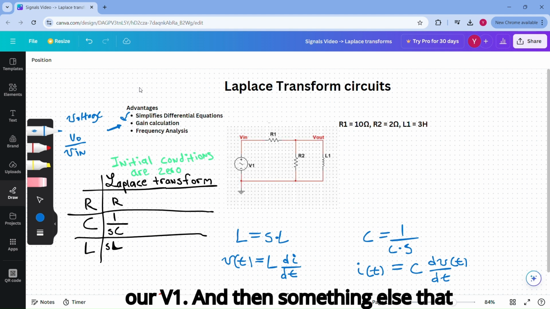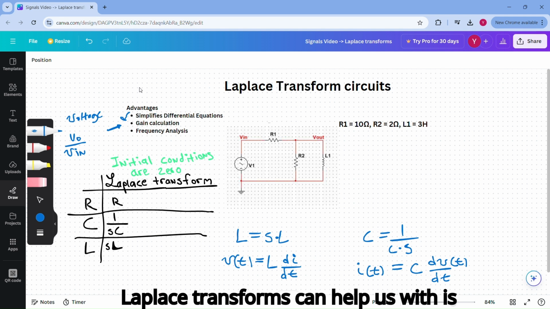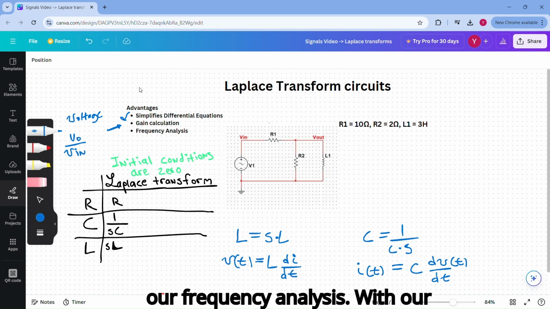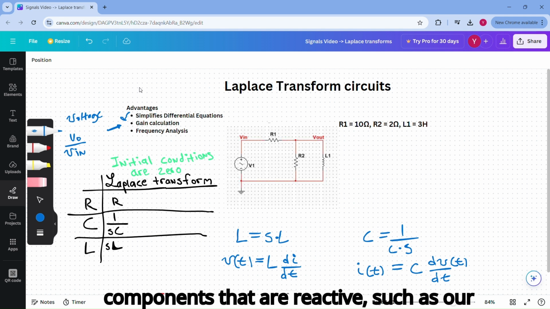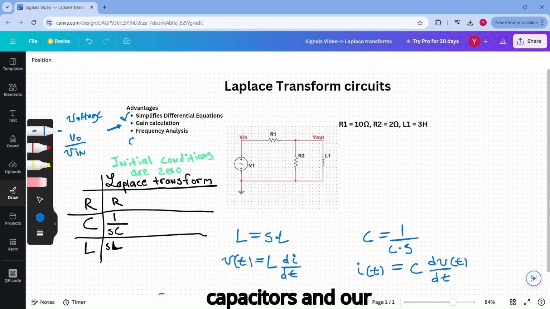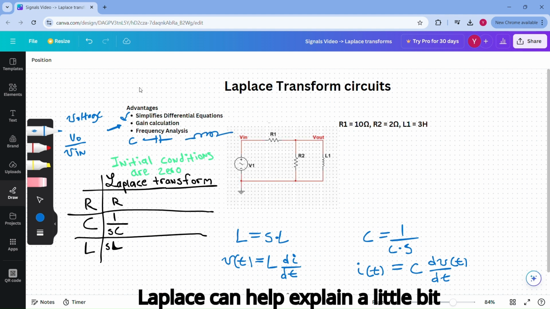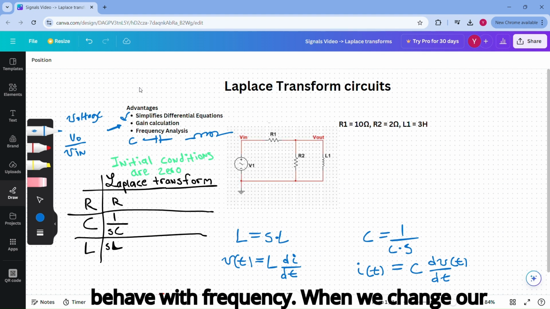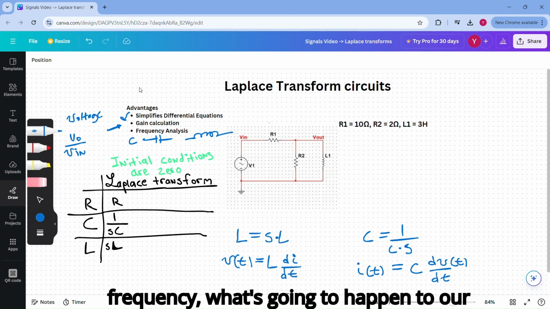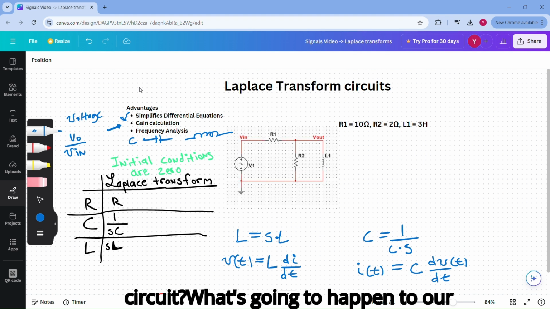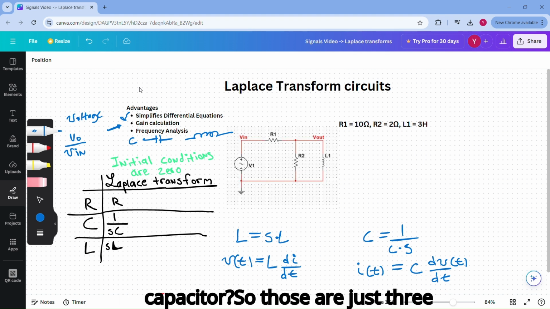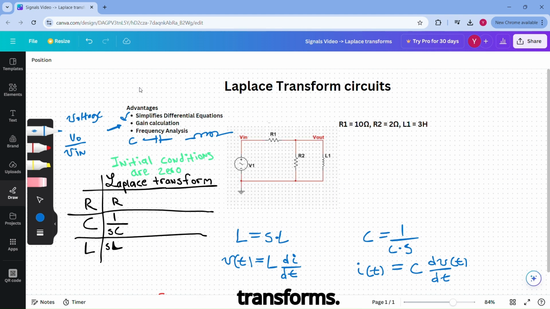And then something else that Laplace transforms can help us with is our frequency analysis. With our components that are reactive, such as our capacitors and our inductors, Laplace can help explain a little bit more in detail about how they will behave with frequency. When we change our frequency, what's going to happen to our circuit? What's going to happen to our inductor? What's going to happen to our capacitor? So those are just three benefits of doing Laplace transforms.